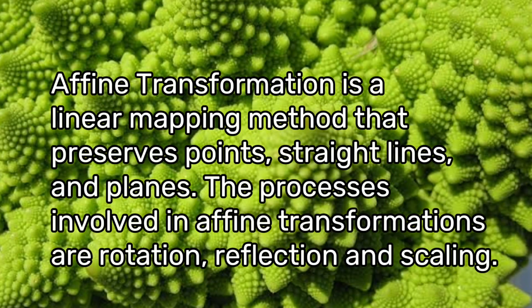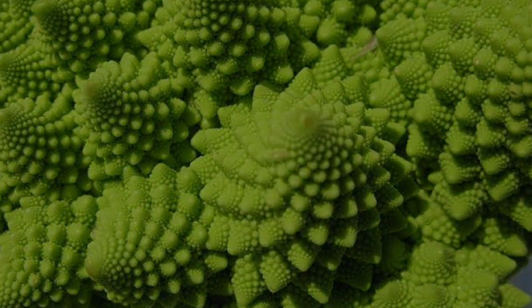Lastly is the affine transformation. Affine transformation is a linear mapping method that preserves points, straight lines, and planes. The processes involved in affine transformations are rotation, reflection, and scale.